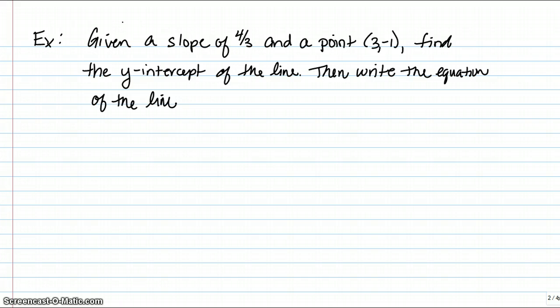Alright, say for instance we're given a slope of 4/3 and a point of (3, -1). We're supposed to find the y-intercept of the line and then write the equation of the line. So I can show you very quickly on a graph how this would look. I would first have the point (3, -1). And from that point, you count the slope up 1, 2, 3, 4, and then over 1, 2, 3. And there would be our line there.